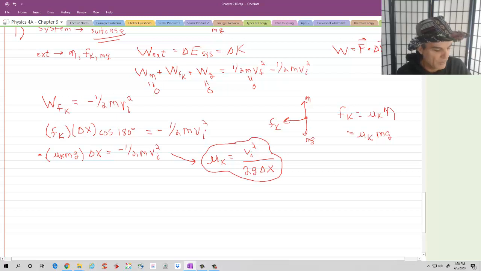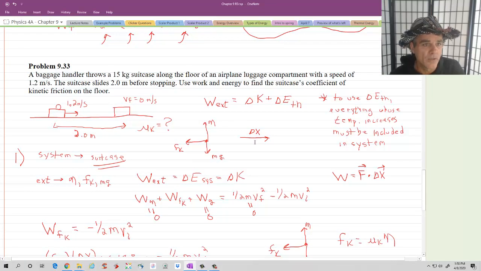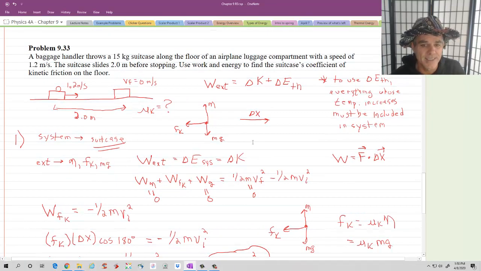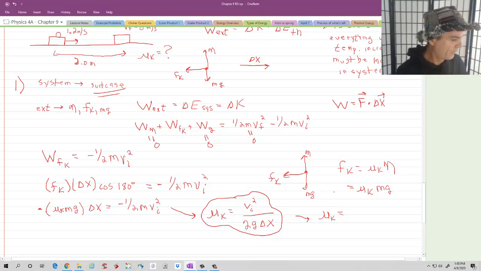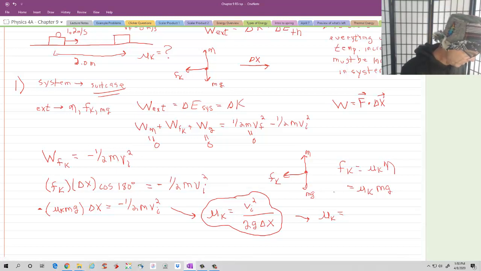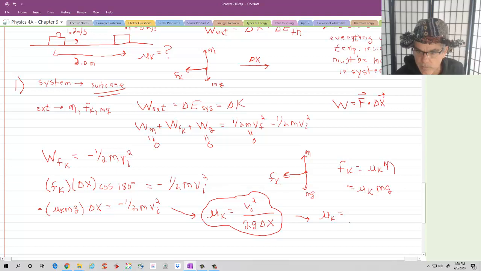And again, I'm going to skip the step of just writing out the numbers. My initial speed is 1.2 meters per second. My delta x is 2 meters. The mass drops out. I know g is 9.8. Put all these in, and what you're going to get is the coefficient of kinetic friction is, let's look it up, and I'm going to assume the book answer is right, which is always an interesting assumption, but 0.037.